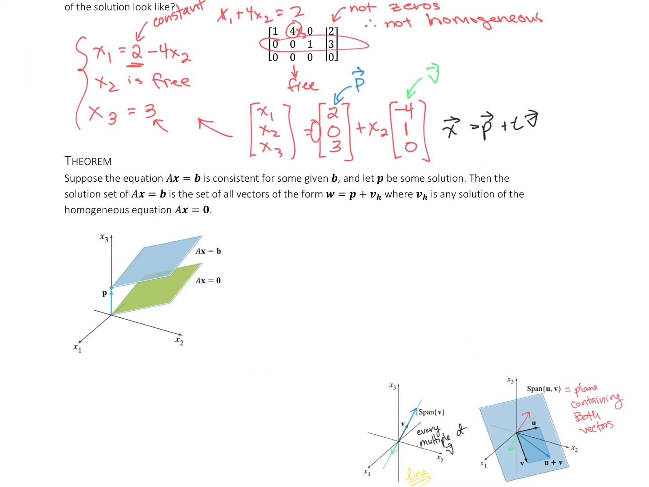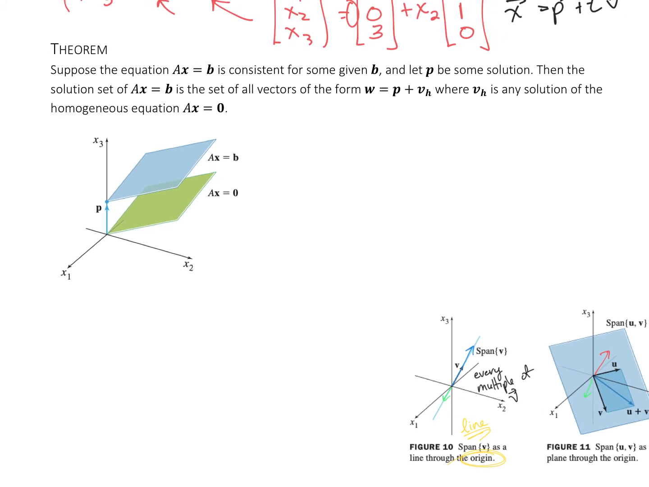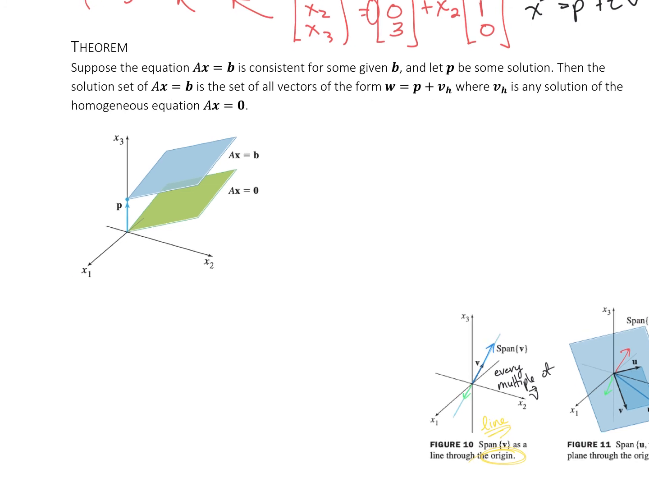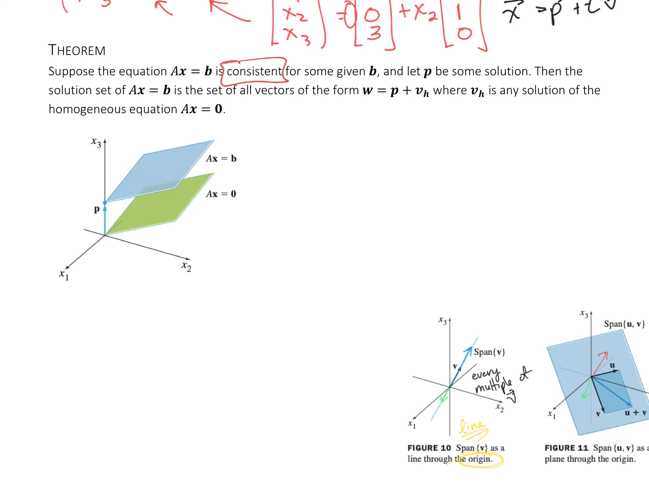So this theorem says: suppose the equation Ax = b is consistent. So again, we have some solution there. It's consistent for some given b. So I have a solution, and p is some solution to it. Then the solution set of Ax = b is the set of all vectors of the form w = p + v_h. So p is our solution to Ax = b, and then we can add in the vector v_h, where v_h is any solution of our homogeneous equation.